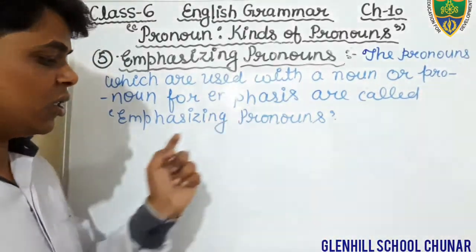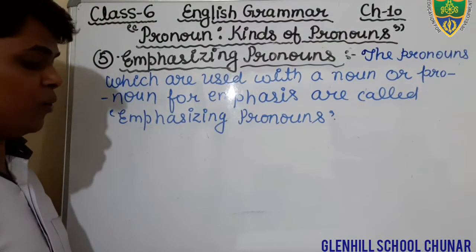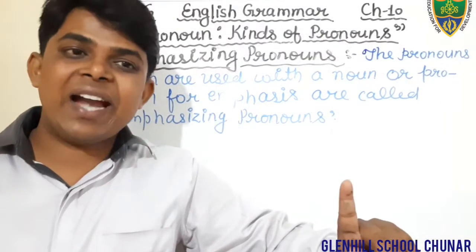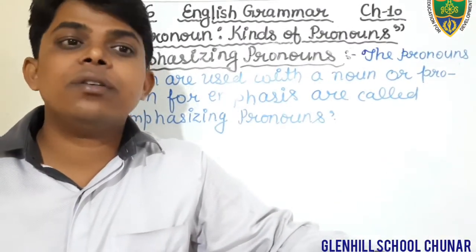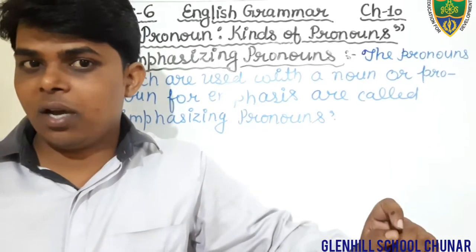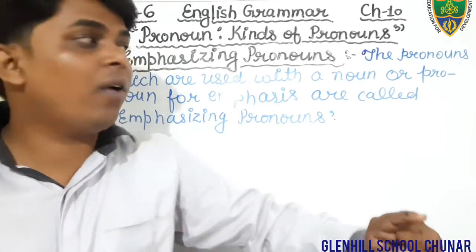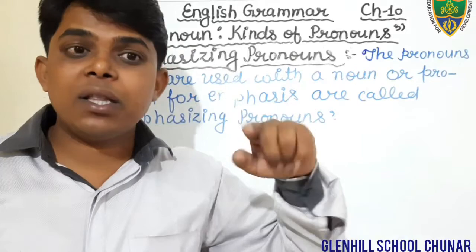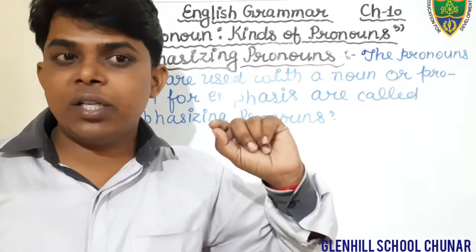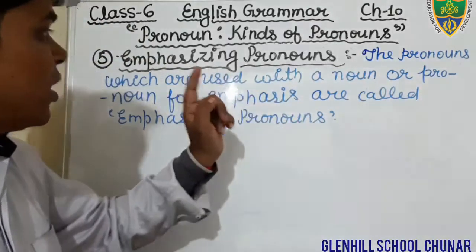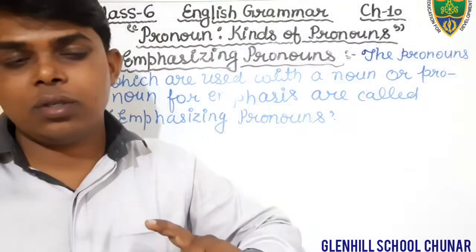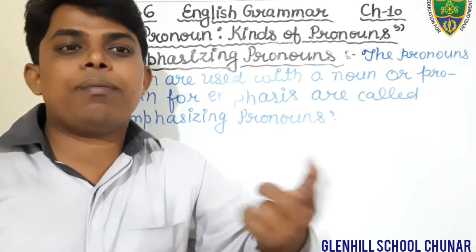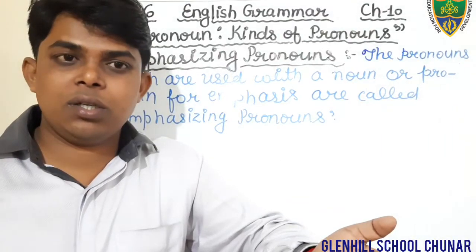Okay, students, just write about it, emphasizing pronoun. And how do we form it? By adding self, S-E-L-F, or selves, S-E-L-V-E-S. We form it the same as we form the reflexive pronoun, but there is a very slight difference: here we emphasize the noun or pronoun. And we use the emphasizing pronoun just after the subject.